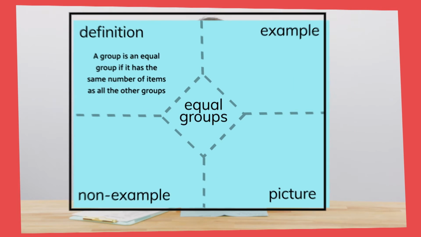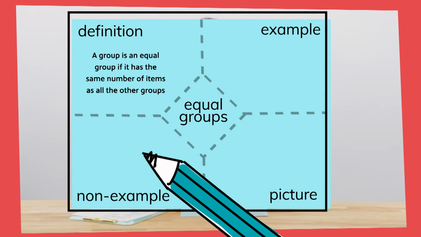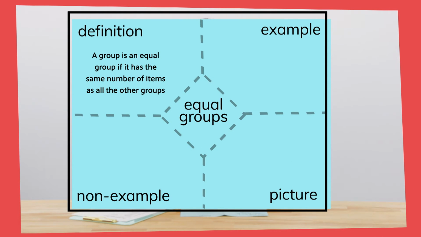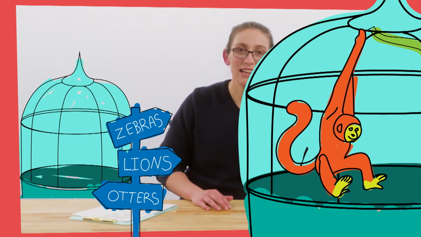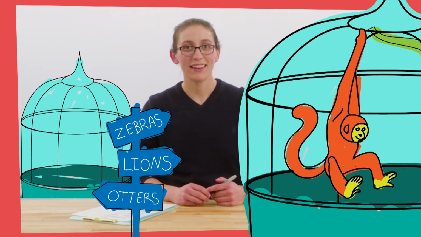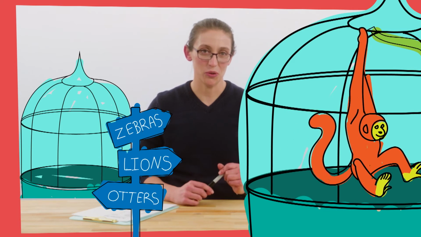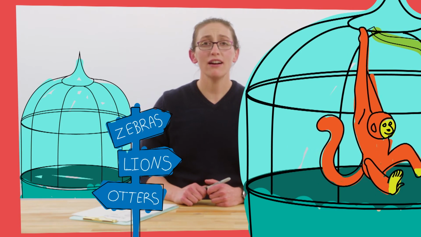As we learn more about equal groups in today's lesson, you will be able to add examples, non-examples, and draw a picture to share your growing understanding of equal groups. Let's place our Frayer model to the side and take a look around. Can you guess where I am? Right, the zoo. The zoo has a contest going on today to see who can complete the scavenger hunt first.